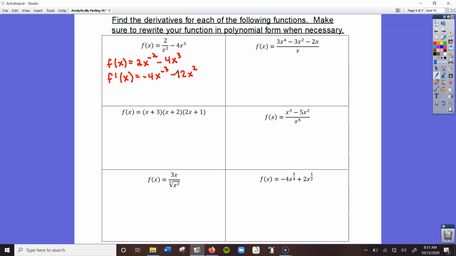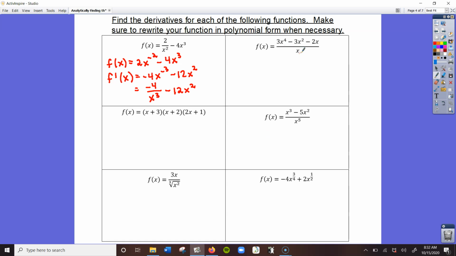And just to practice, we can always rewrite this using only positive exponents. So the negative 4 would stay in the numerator, but since x has a negative exponent, that's going to go down to the denominator, and then you can make that exponent positive. So negative 4x to the negative 3 is the same as negative 4 over x to the third. And then, of course, minus the 12x squared.